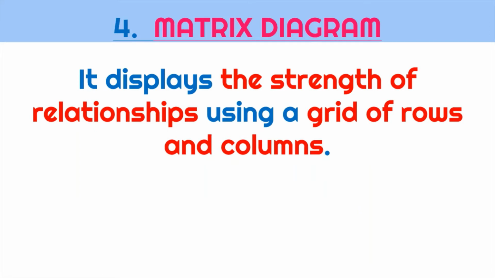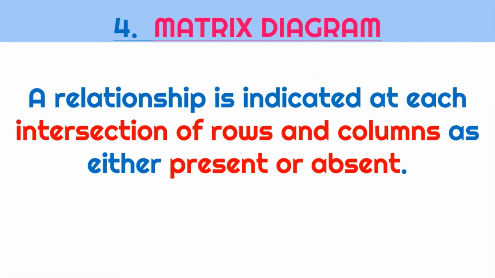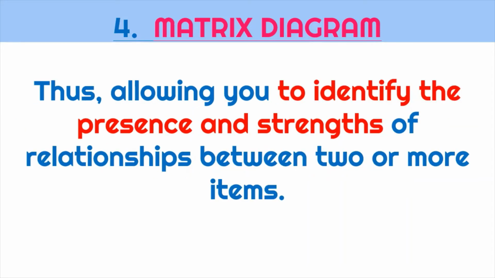It displays the strength of the relationship using a grid of rows and columns. A relationship is indicated at each intersection of rows and columns as either present or absent, thus allowing you to identify the presence and strength of relationship between two or more items.